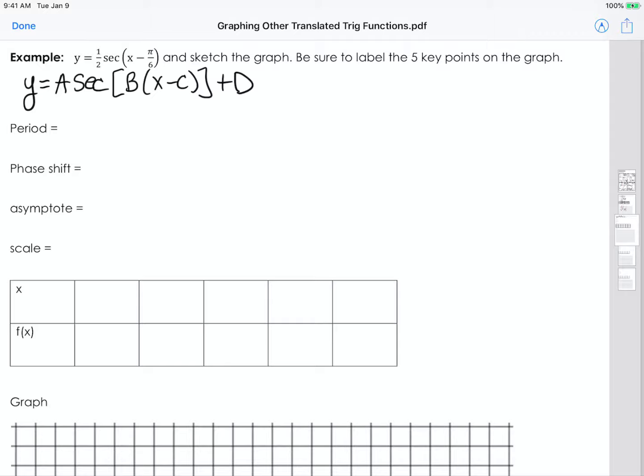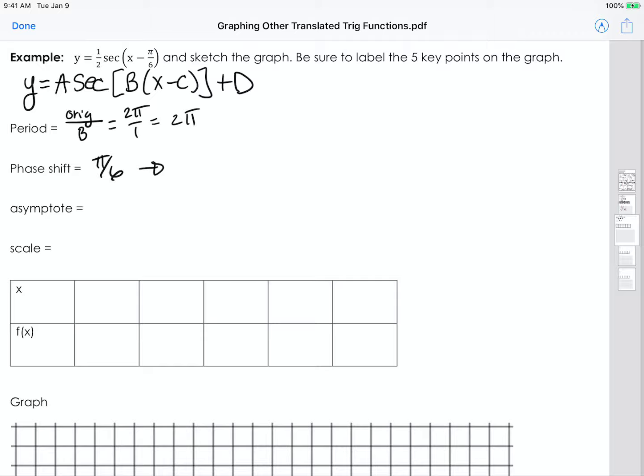So, if you notice, the coefficient of x is 1. So I'm going to take my original period for secant and divide by my value of b to find the new period. The original period is 2 pi, and my value of b in this case is 1. So the length of my period for the translated function is still going to be 2 pi. My phase shift here is going to be pi over 6.